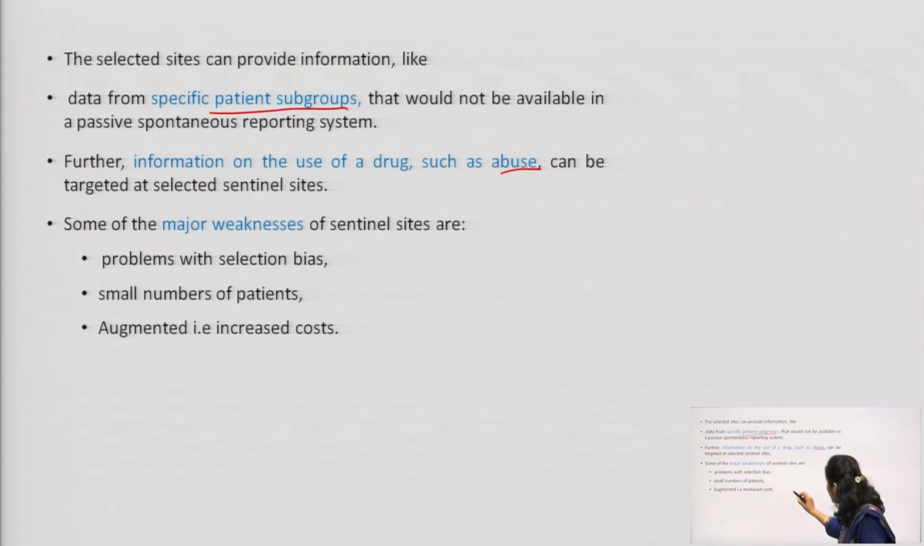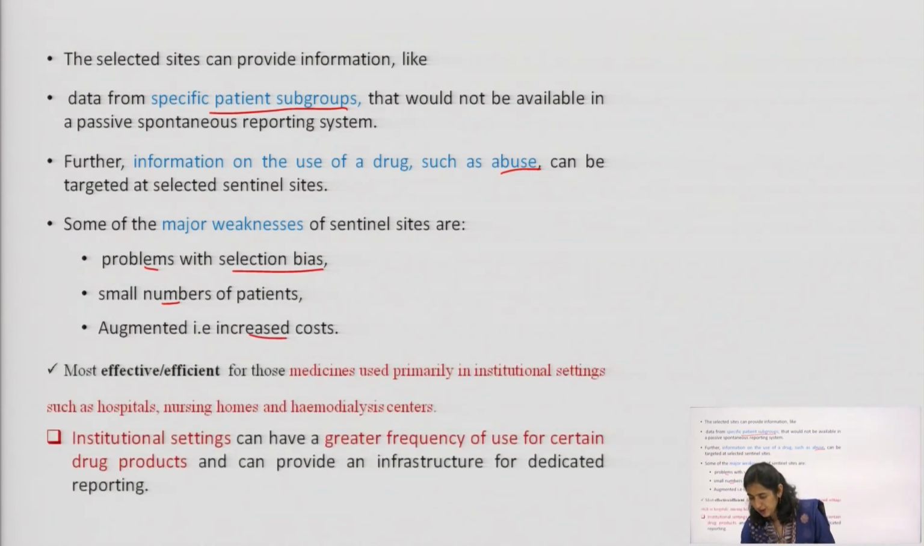But the major weaknesses are problems with selection bias. Selection bias may be that the centers we select are not right. Maybe we should not have selected those centers. A small number of patients are there, and increased costs, so that is the drawback.